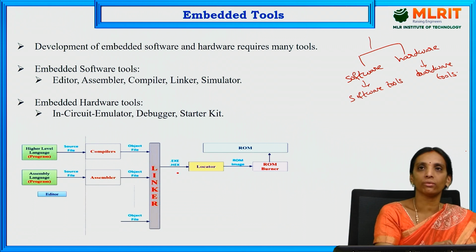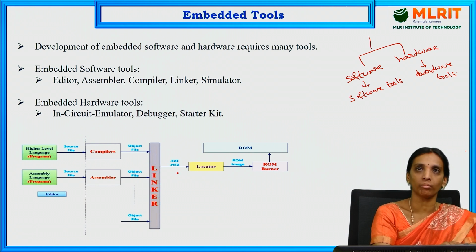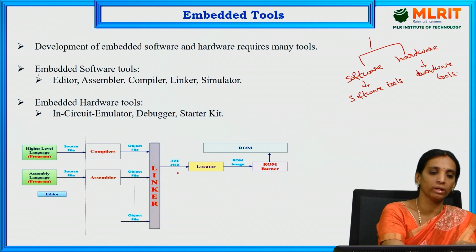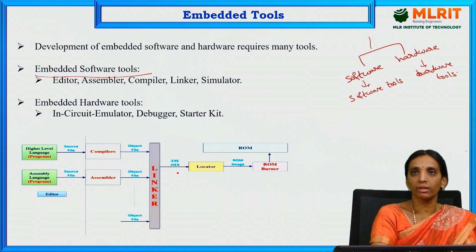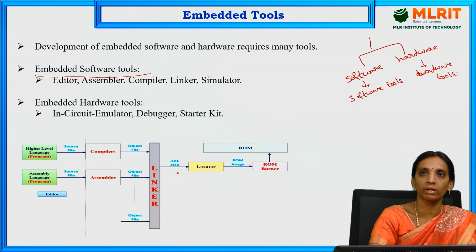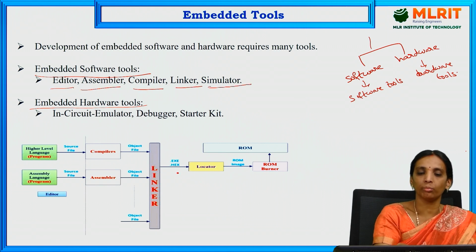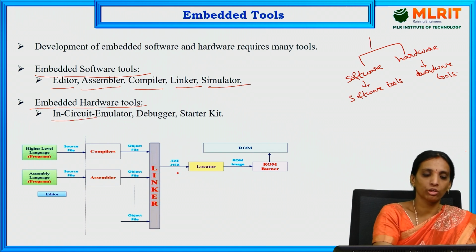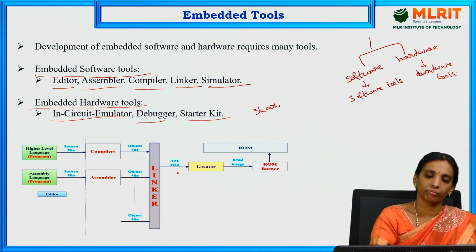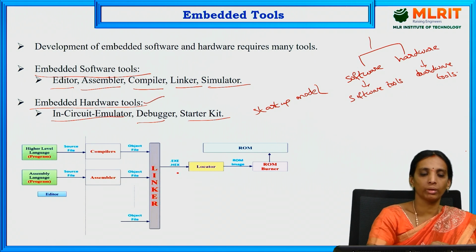The tools which are used for development of the software program for a particular application are known as embedded software tools. The hardware parts which are used for development of that particular application are known as embedded hardware tools. Embedded software tools include editor, assembler, compiler, linker, simulator. In-circuit emulator, debugger, starter, startup module come under embedded hardware tools.